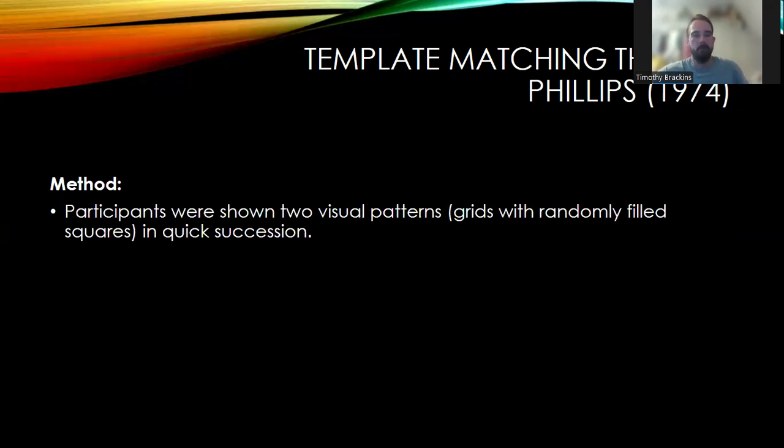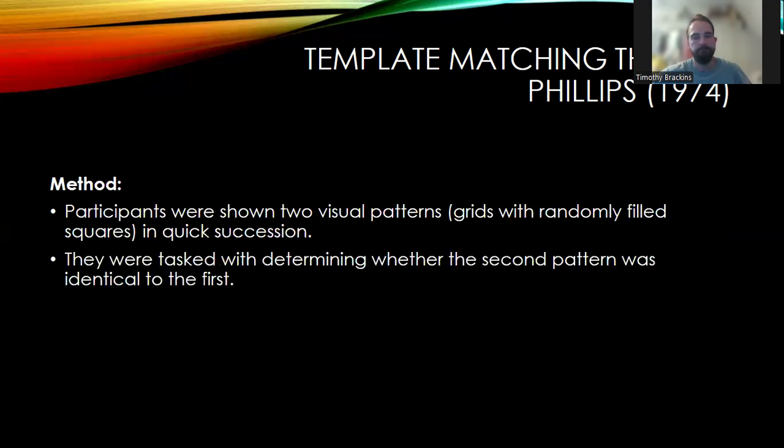So the methods were, their participants, they were shown two different visual patterns. So we have two groups here, two groups of participants. They were shown two visual patterns, grids with randomly filled squares in quick succession. We'll actually run through this, so you'll see what those look like in just a moment. And the participants were tasked with determining whether the second pattern was identical to the first.